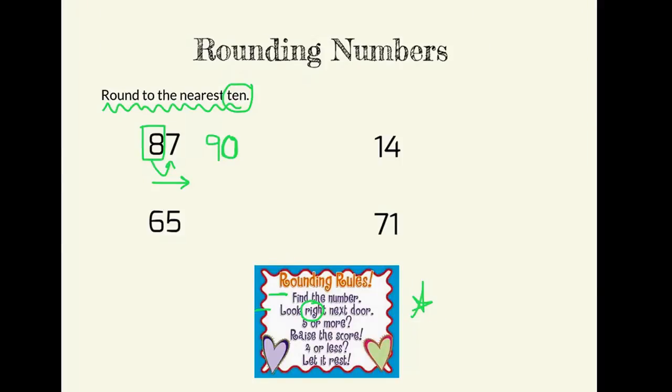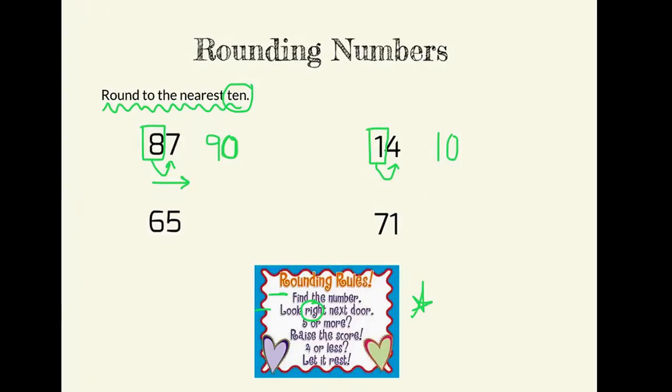Still following the directions of rounding to the tens place. 1 is in the tens place. Found the number. Look right next door. 5 or more, raise the score. 4 or less, let it rest. So 1 has to stay a 1 today. And any numbers after it change to 0. So we have actually rounded down. 14 has now rounded to 10 because the 4 was not strong enough.